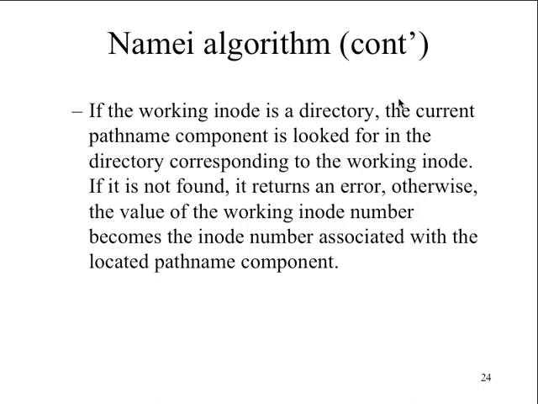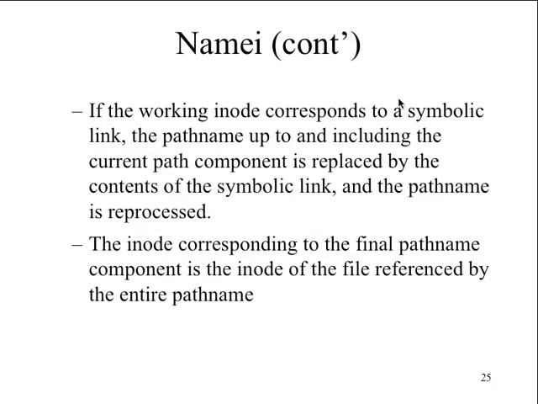So associated with a long path component, we have an inode number. If the working inode corresponds to a symbolic link, then the path name ends up including the current path component, which is replaced by the contents of the symbolic link.